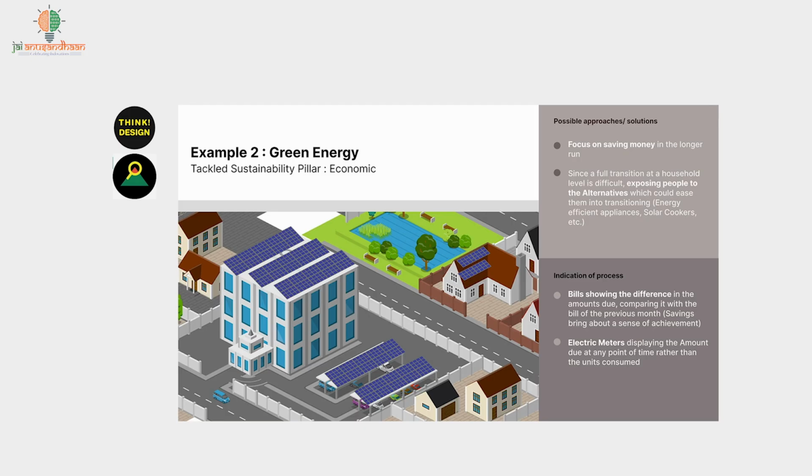Example 2 could be trying to implement green energy, basically solar panels. You need to work out the logistics of how in the long run it would actually save money for the society, and also show it as an alternative. That means you need an indication of the bill showing the difference in the amounts, comparing it, and finally coaxing everybody to put in the funds to make this happen.